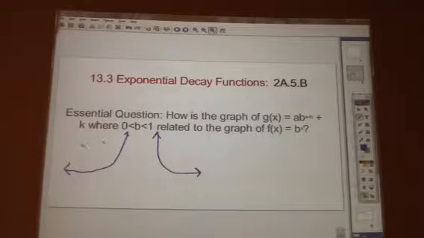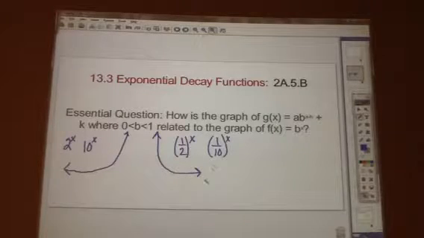Also, on your growth functions, we looked at 2 to the x power and 10 to the x power. Today, on your decay functions, it's going to be 1 over 2 to the x power and 1 over 10 to the x power.